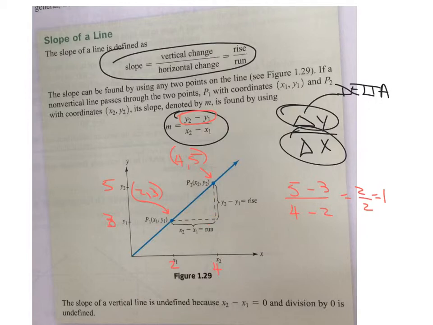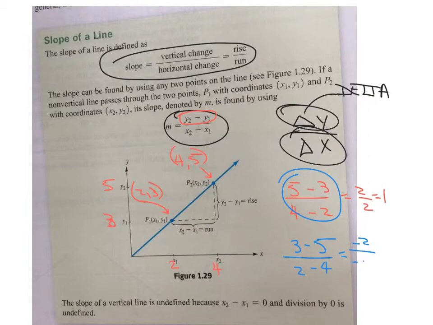Now, a key thing here. Notice y2 minus y1 over x2 minus x1. It does not matter which numbers you use. For example, let's say that I switch these around, and instead of taking 5 minus 3 and 4 minus 2, I take 3 minus 5, the other y, and put it first, over 2 minus 4. What do I get? 3 minus 5 is negative 2.